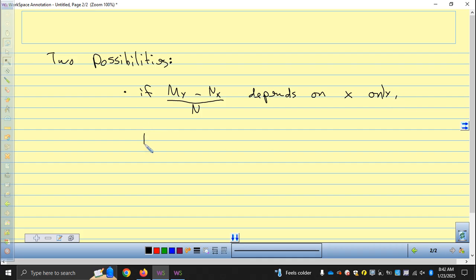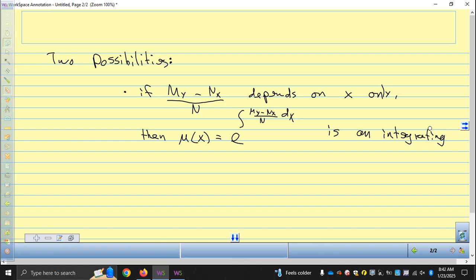Then mu, our integrating factor, sorry, I'm having some lag here, mu of x equals e to the integral of this quantity. That is an integrating factor. And multiplying through by our integrating factor, multiplying the entire equation by the integrating factor, will make it exact.